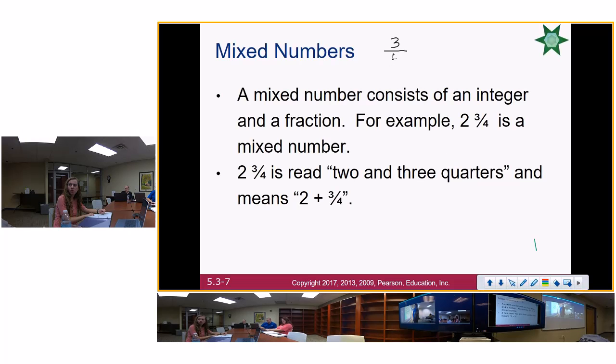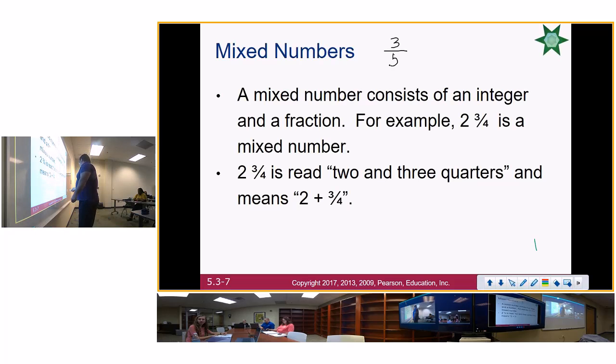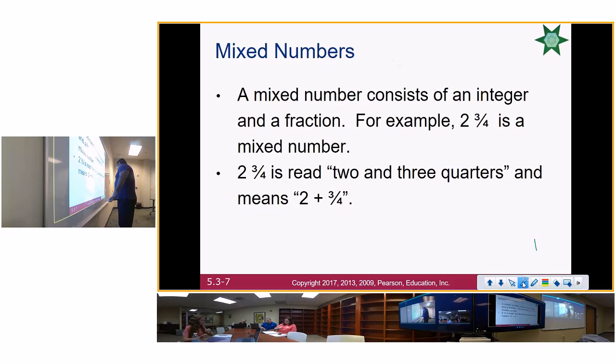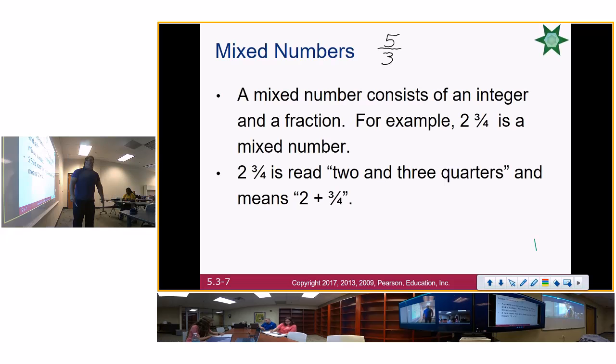Anyway, let's go with 3 over 5. 3 over 5, I'm sorry, that's wrong. That's a problem. I was going to say that's not a mixed number. 5 over 3. 5 over 3 is what we call a what? Improper fraction. And a lot of teachers have told you in the past, don't leave it as an improper fraction because it's not simplified.